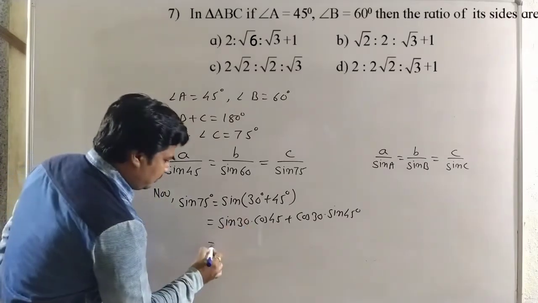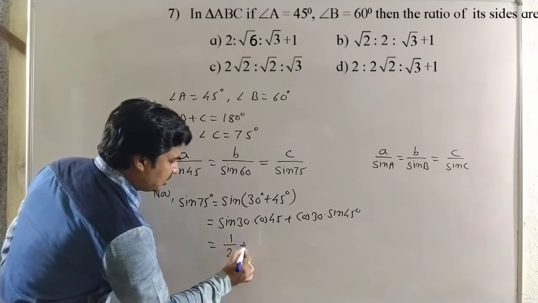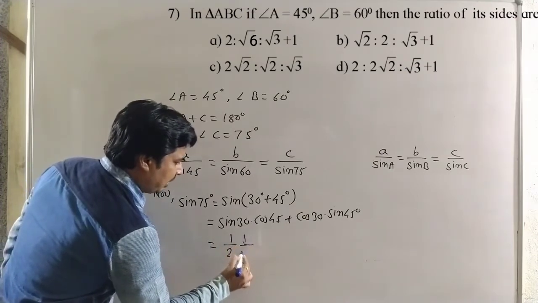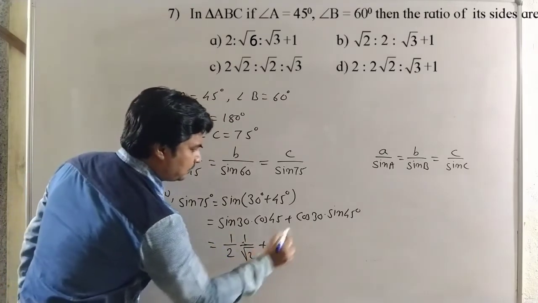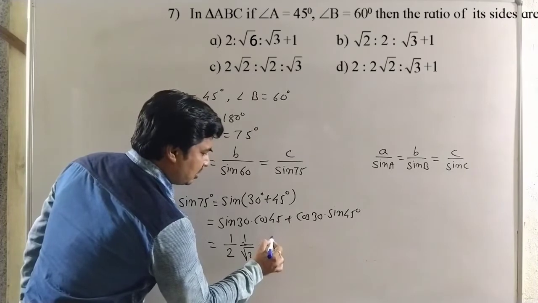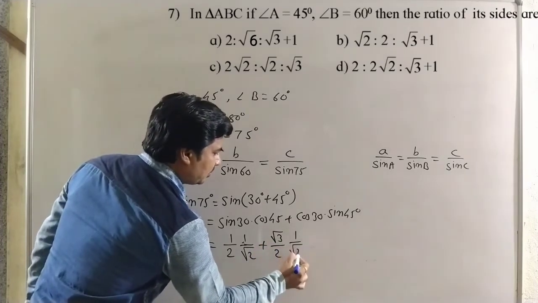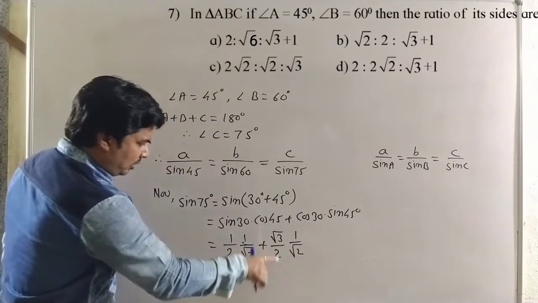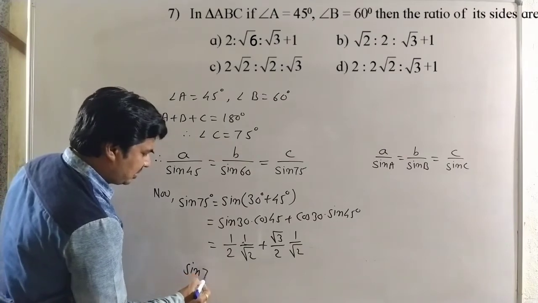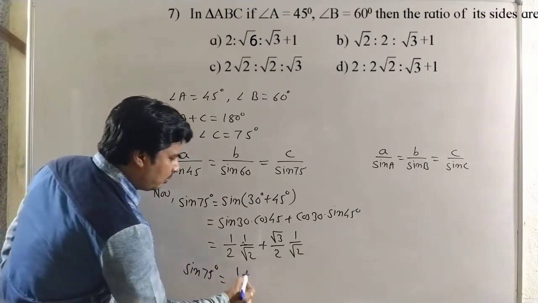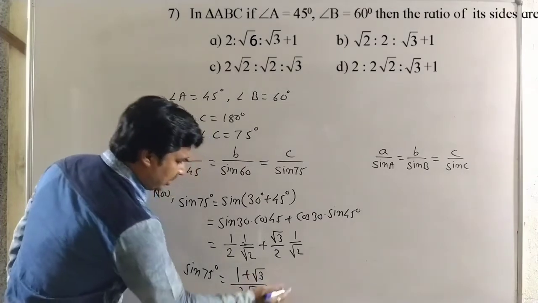Now calculate. It is 1 by 2 into 1 by under root 2, which is sine 30 and cos 45, plus cos 30, which is root 3 by 2, into 1 by under root 2. Here it is 1 by 2 root 2, and root 3 by 2 root 2. Therefore, sine 75 degrees is 1 plus under root 3 upon 2 under root 2. It is the value of this.